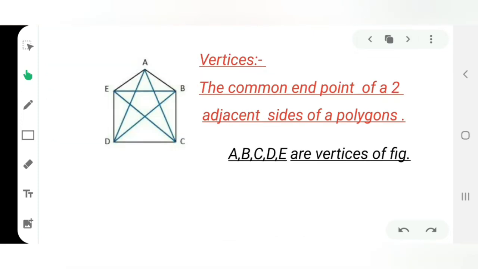So these are the adjacent sides of a polygon. Next, what are the vertices of a polygon? The common endpoint of 2 adjacent sides of a polygon is called a vertex. These are 2 adjacent sides, EA and BA. What is the common endpoint? It is A, so it is one vertex. What are the other vertices? B, C, D and E.